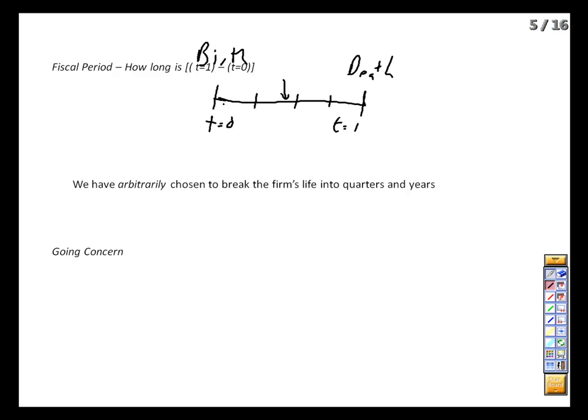So don't ascribe anything magical to the concept of a 12-month year. When you're running your own business, you need to constantly be looking forward, not just to the end of the current period, but into the next period and the period after as well. Our last assumption is the going concern assumption. We assume that the business will continue to operate indefinitely.